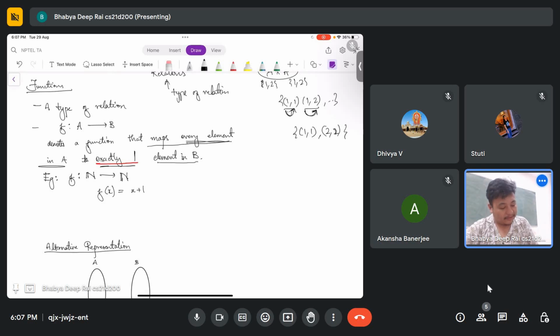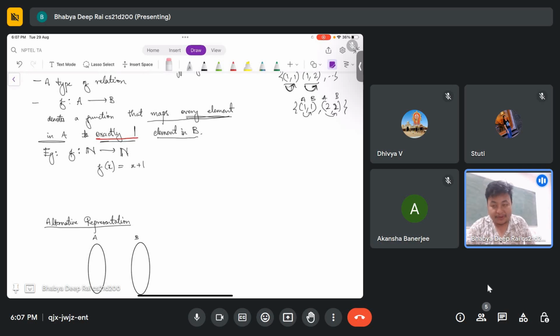Why? Because this is an element from set A, and this is from set B. One element is mapping to at most one element. We don't have one mapping to two. One is mapping to one and two is mapping to two. So these kinds of relations are what are called functions. This is a set theoretic way to view it. I'll show the alternative representation later. But this is the most popular way, the high school way, to look at functions.